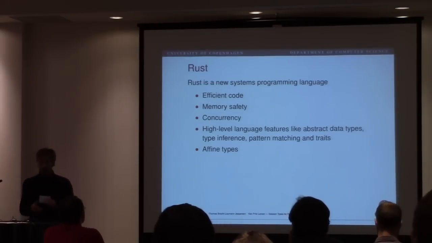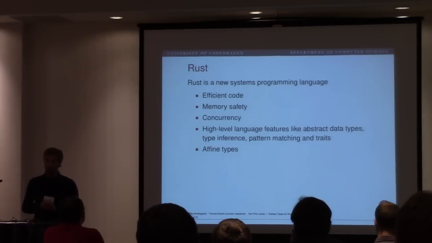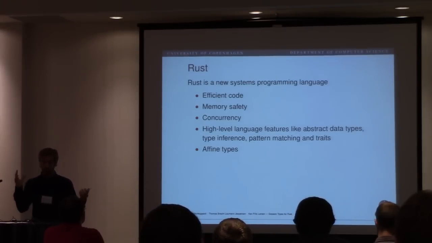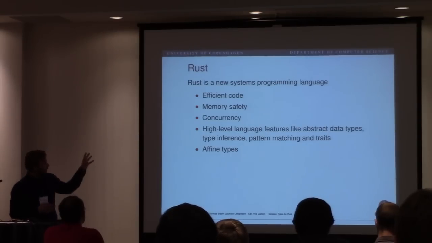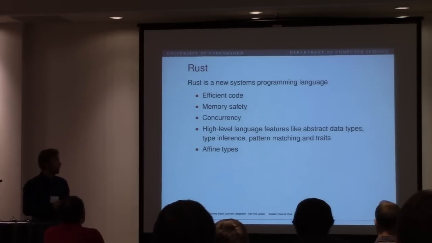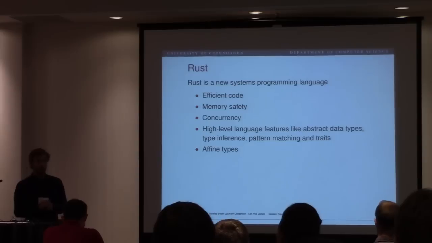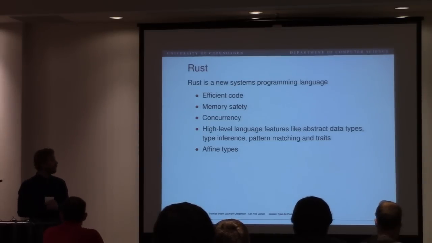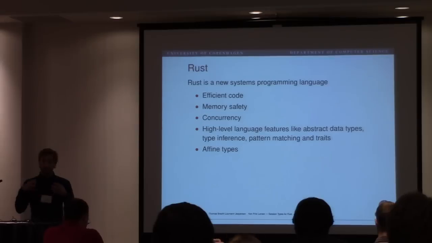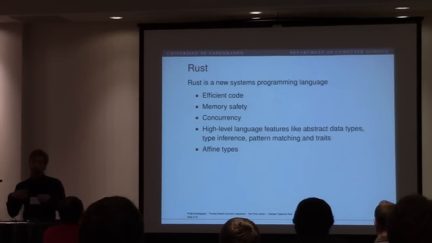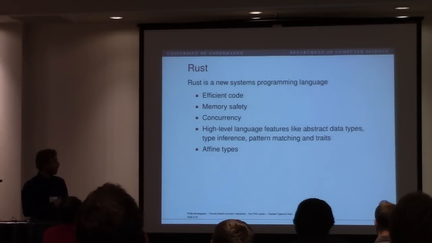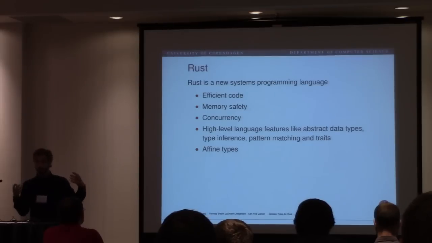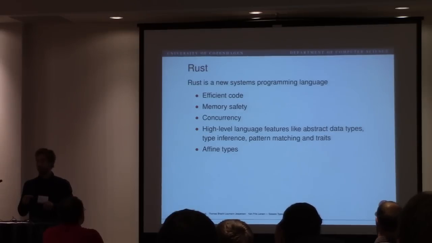So first of all, what is Rust? Rust is this new systems programming language that is developed primarily by Mozilla, but also by a large community around the language. Some of the most important features is that it tries to produce efficient code that is comparable to C or C++ in execution speed. And then it has memory safety. There's a lot of emphasis on concurrency, so it tries to make it easy to do concurrency without data races. Even though it looks like C or C++ or Java, it has a lot of high-level language features from Haskell, like pattern matching, abstract data types, type inference, and so on, which is really nice to work with.